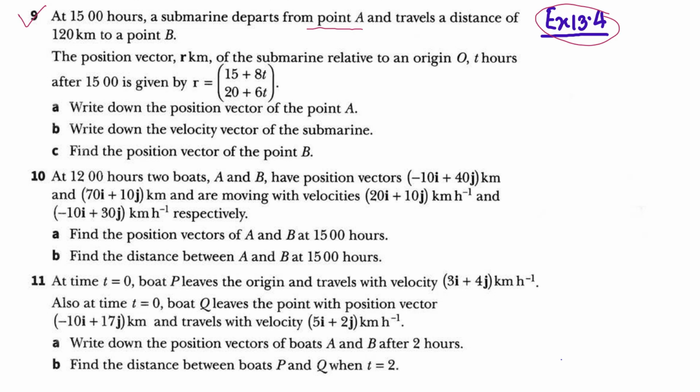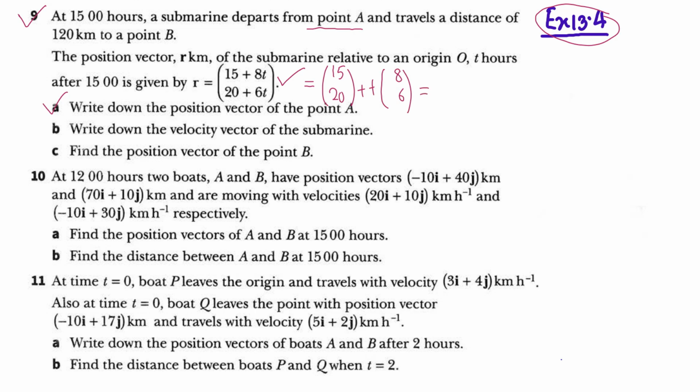The position vector r of the submarine relative to O, t hours after 15, is given by this information. First question: write down the position vector of the point A. We can write this position vector like this: first 15 over 20, then, if we take t common, 8 and 6.